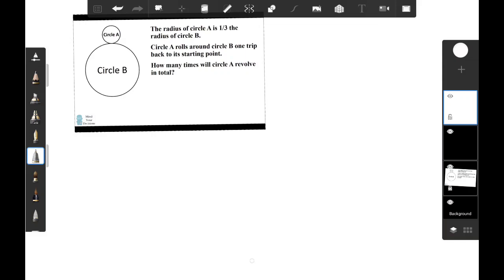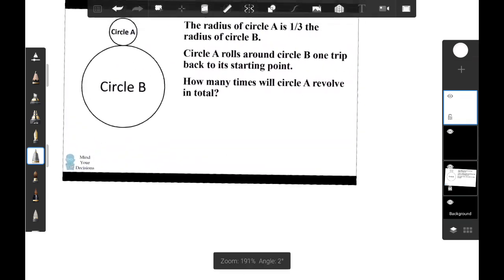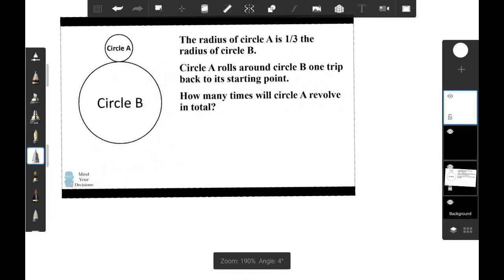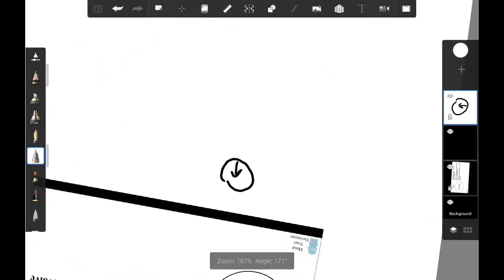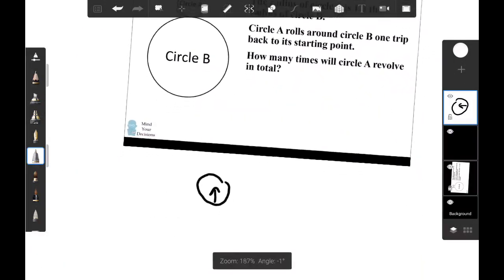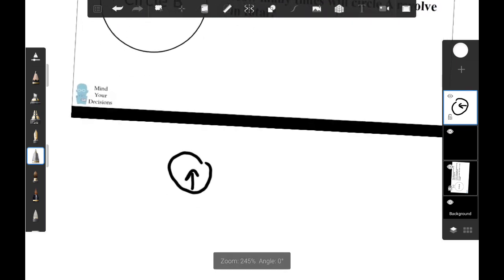Today I'll be explaining my way of understanding the solution that Mind Your Decisions give. So we understand the problem first. The circle will move around circle B, and revolve means when the circle spins a whole revolution, and that is one revolution. Okay, so let's understand the problem.